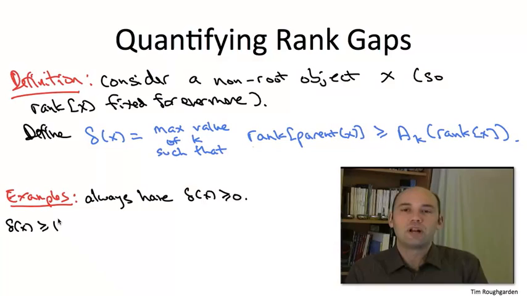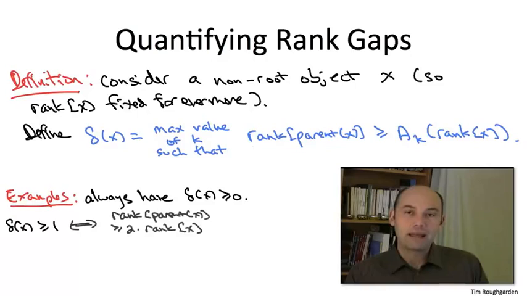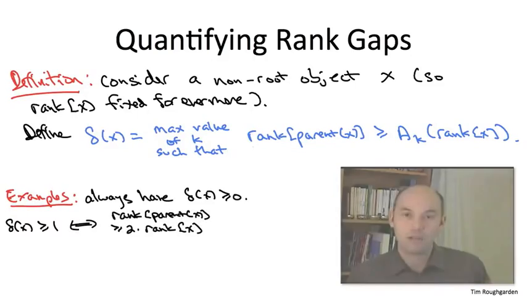Now, when is it going to be true that an object x has a delta value at least equal to 1? Well, that is equivalent to stating we can take k to be 1 in this inequality, and the inequality holds. So let's remember, what is the function a sub 1? In the previous video, we discovered that was just the doubling function. So we can take k equal to 1 and have this inequality satisfied if and only if the rank of the node's parent is at least double the rank of that object.